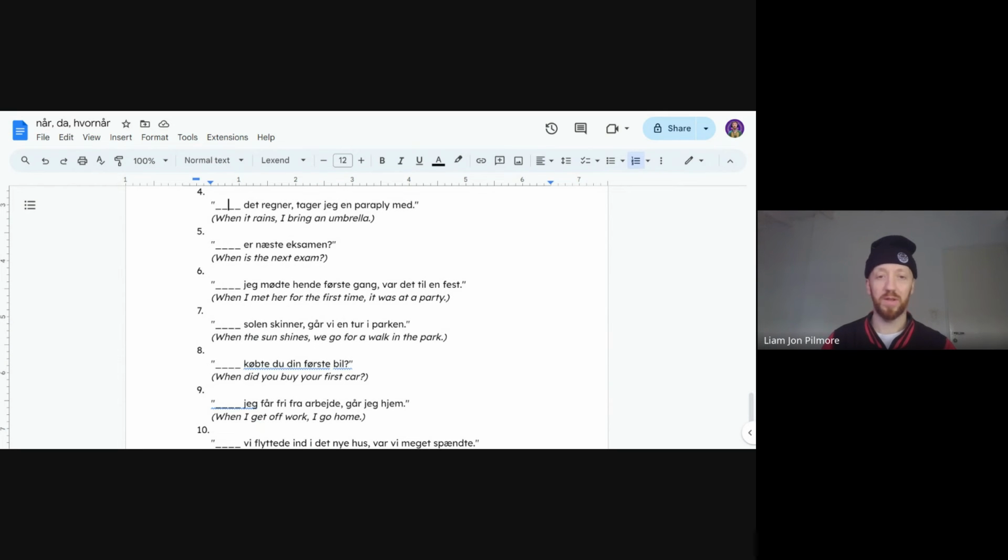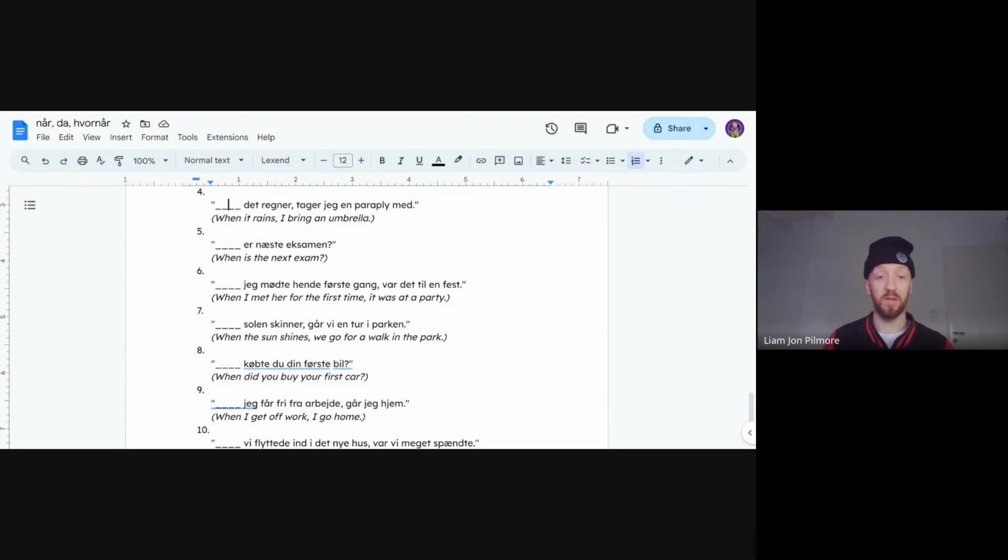Hvornår jeg mødte hende for første gang, var det til en fest. What do you think about this one? I'm just going to take myself a little mate here, warm myself up. It's an event that happened in the past. We should use da. Da jeg mødte hende, when I met her.